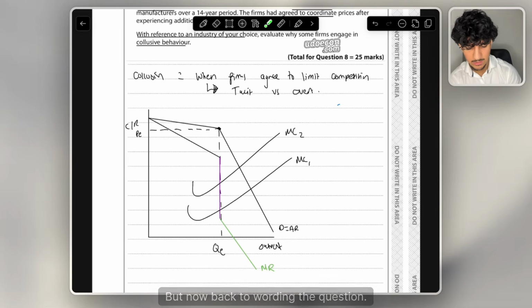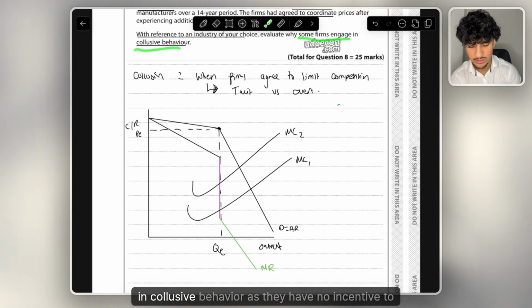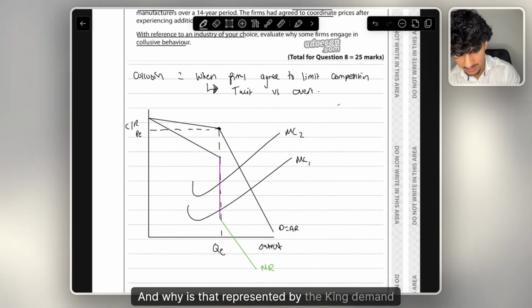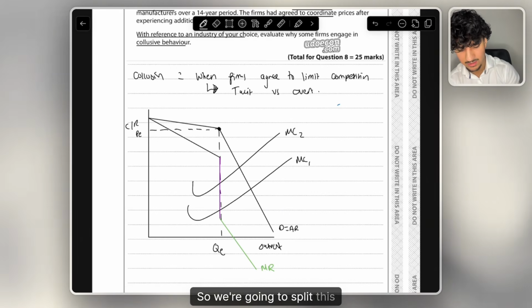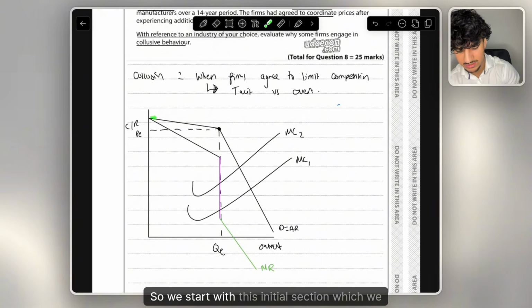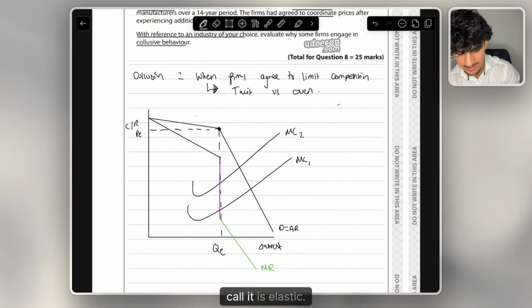But now, back to wording the question. I'm going to say another reason why firms engage in collusive behaviour is they have no incentive to change price. And that is represented by the kinked demand curve. And why is that represented by the kinked demand curve? Let's get started. So we're going to split this D equals AR curve into two separate sections. So we start with this initial section, which we call elastic.